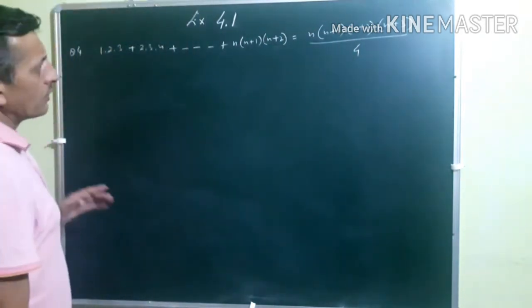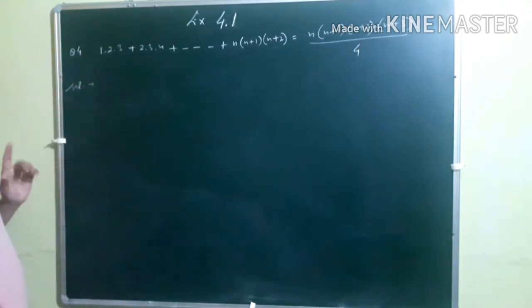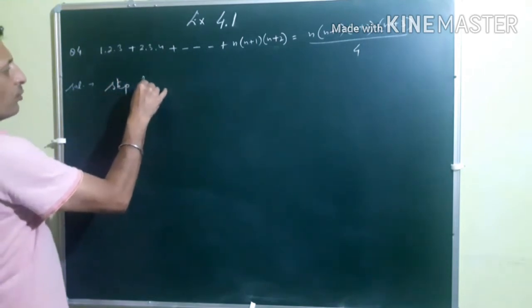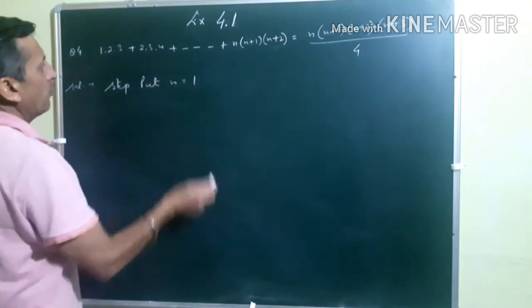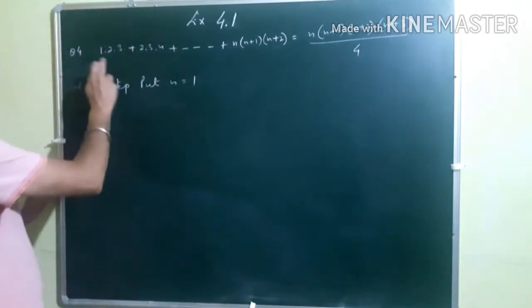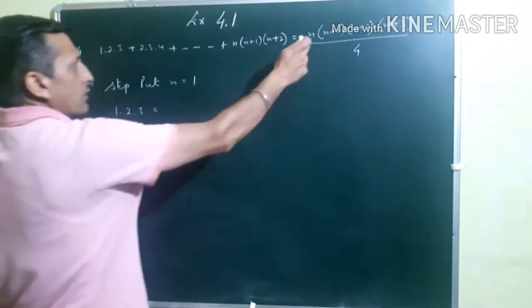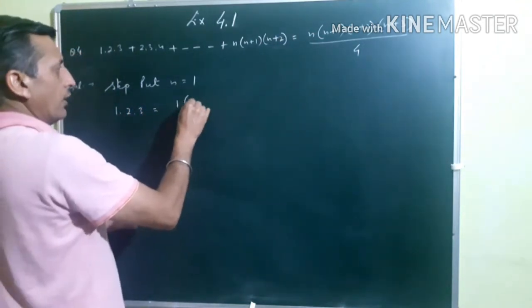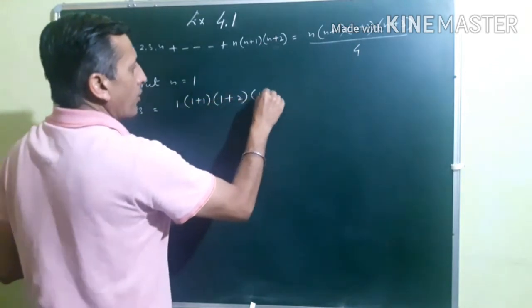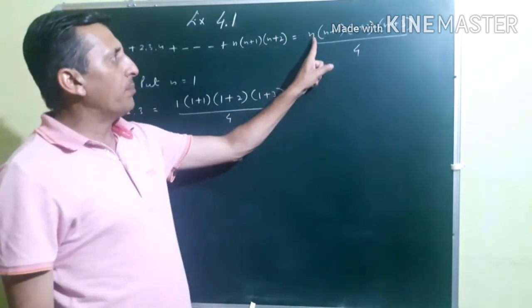So I'm going to use once again mathematical induction. As you know, in induction we have to use 3 steps. Step number 1: in this case, we have to put n is equal to 1. That means you can take either the first term or n is equal to 1 here. So 1 into 2 into 3 is equal to, in this case, 1 into 1 plus 1 into 1 plus 2 into 1 plus 3 upon 4. Simply you have to replace your n by 1.